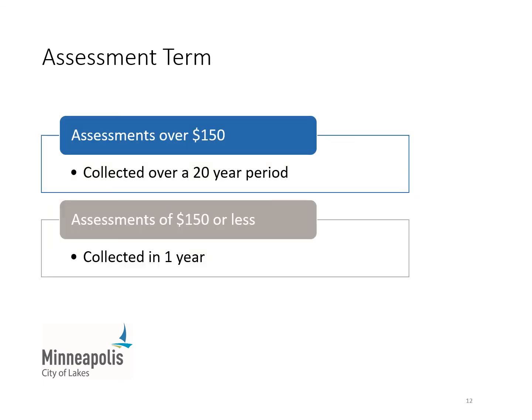Assessments of over $150 will be collected in 20 annual installments. Assessments of $150 or less will be collected in one installment. To pay the assessment on these terms, you do not need to take any action in advance. They will be collected through Hennepin County property taxes after they are levied, which is typically the year after construction.